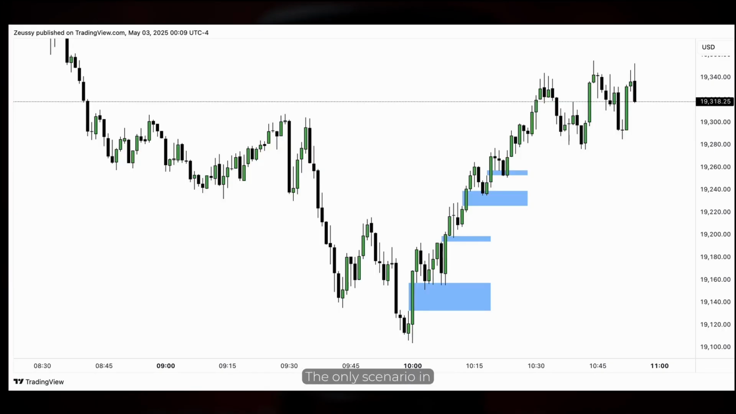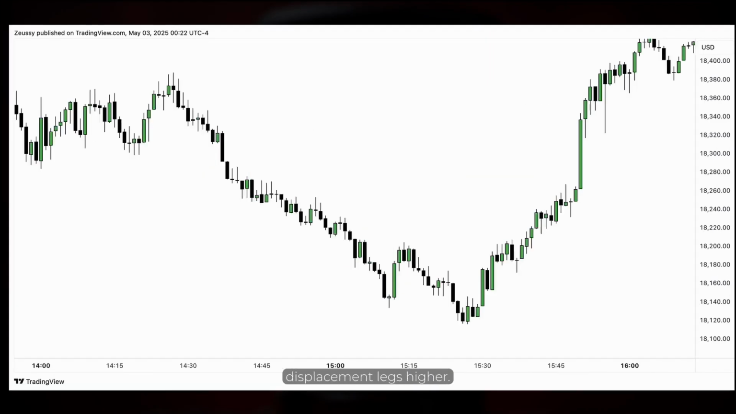The only scenario in which that would be allowed is if that low is the high of a higher time frame imbalance. So for example, in front of you have a 1 minute time frame. It could be that that low is the high of a 5 minute imbalance. Only then would it be allowed to be taken out. But in general, you never want to see lows be taken out that formed inside of imbalances and that set up new displacement legs higher.